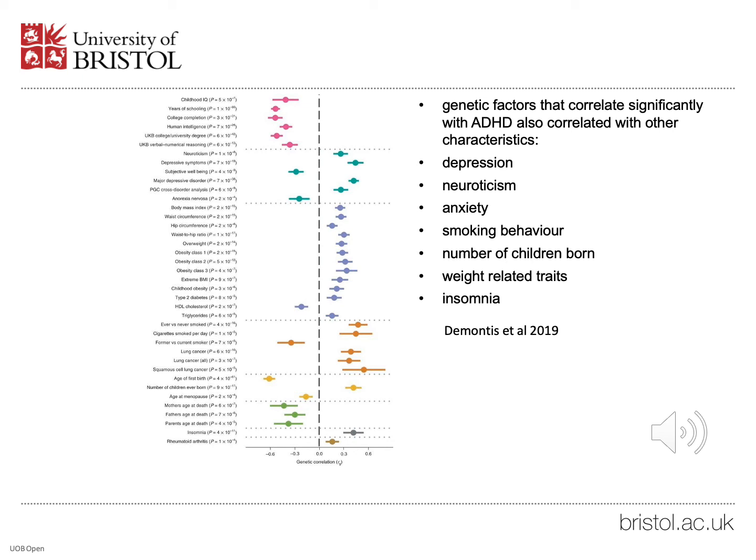Many of these genetic factors also correlate with other characteristics, such as depression, neuroticism, anxiety. There's a strong association with smoking behaviour and also with predisposition to smoking cancer, the number of children born, weight-related characteristics, and also insomnia.